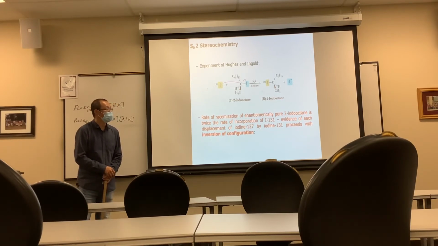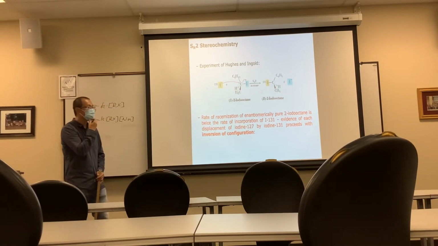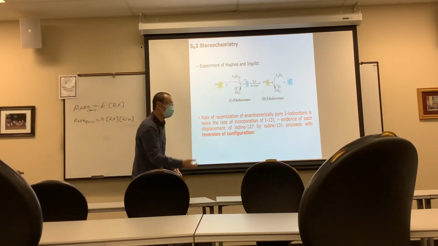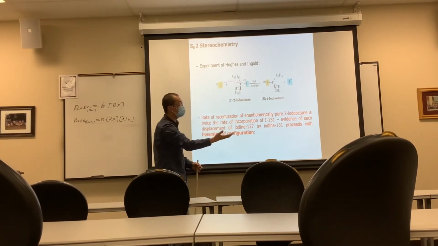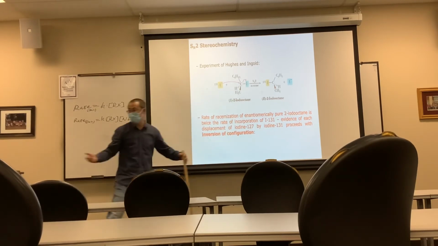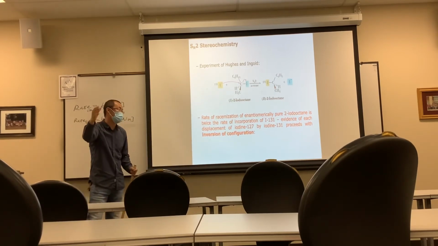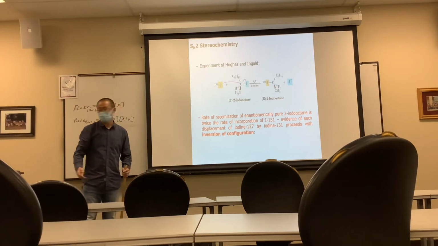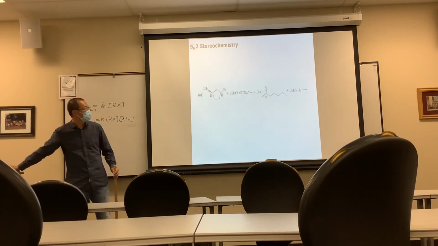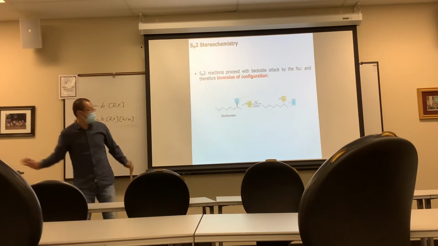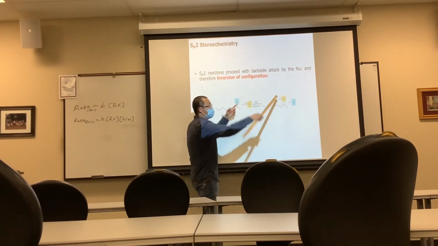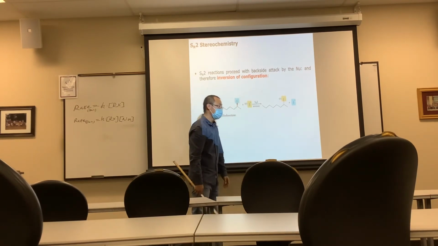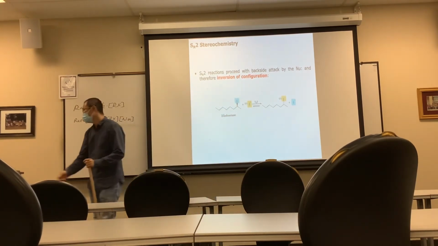Does it make sense? Yes, but what if it was a different nucleophile? This is just an experiment. It shows you, for example, if you use Br minus, then the Br will be in the back because you attack from the back. The same.